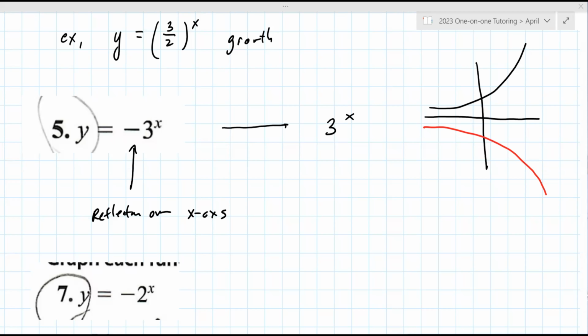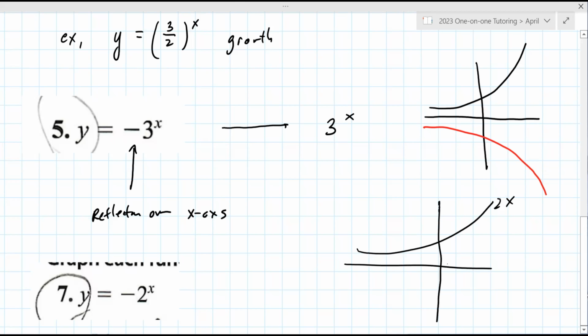All right, so again, growth function, this would be 2 to the x. That negative flips it over the x-axis. All right. So we've covered a couple of transformations now, and before we get back to your assignment, I am going to go to Desmos.